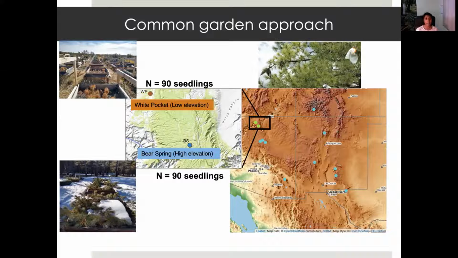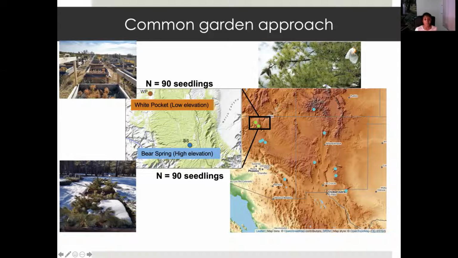As I had mentioned earlier, I approached this by combining transcriptomic profiling and a common garden design. I made use of two common gardens which were located in the north rim of the Grand Canyon. White Pocket is a low elevation, drier site. Bear Springs is a high elevation, colder site that receives most of its precipitation in the form of snow.